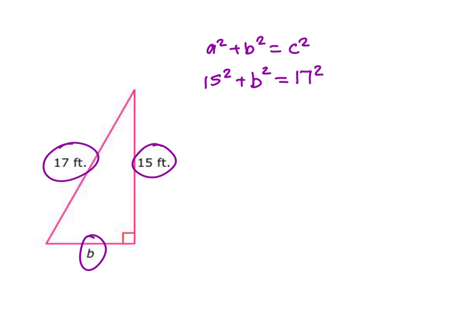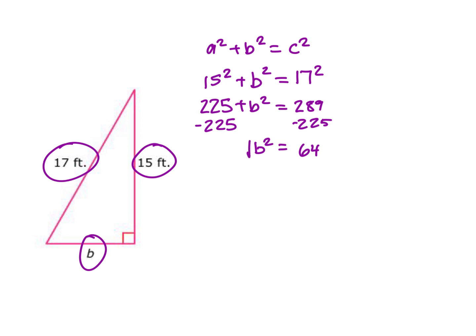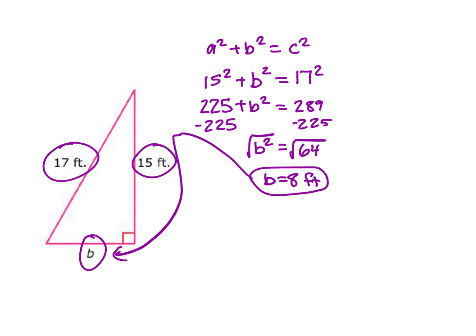Okay, then on the one side, I can find out what is 15 squared, and write 225 plus b squared equals 289. So all I did was take those squares. Okay, I want to get b all by itself, so my goal is to first get rid of the 225 from both sides. And when I get rid of 225, I have 64 left on the right side. And on the left side, I have b squared. Take the square root of both, and b equals 8 feet.